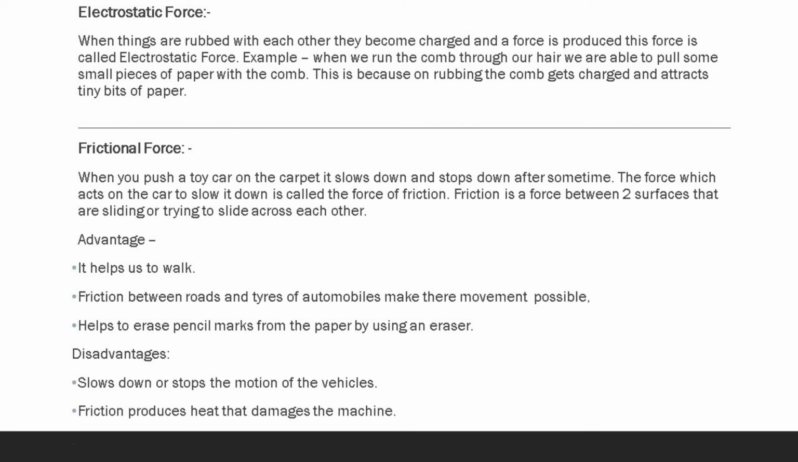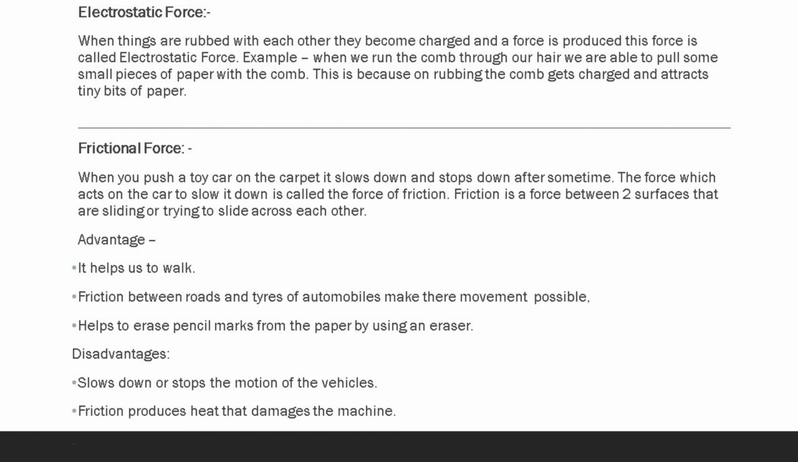When things are rubbed with each other, they become charged and a force is produced. This force is called electrostatic force. Suppose when we run a comb through our hair, we are able to pull some small pieces of paper with the comb. After rubbing the comb in the hair for some time, when we keep it near small papers, the charged comb will pull the paper. This happens because a force is applied there, which is known as electrostatic force. On rubbing, the comb gets charged and attracts the tiny bits of paper.